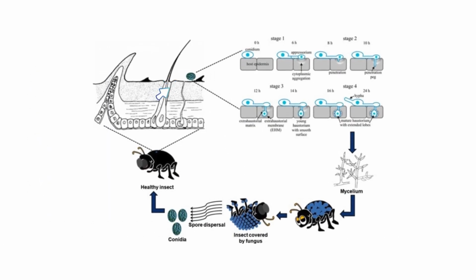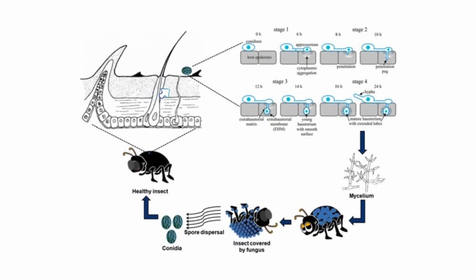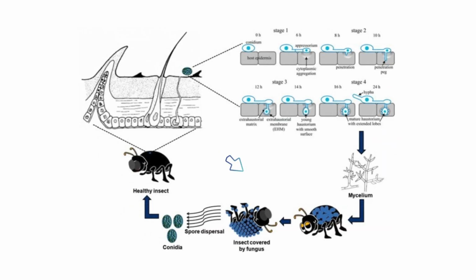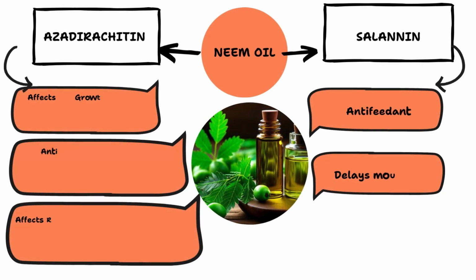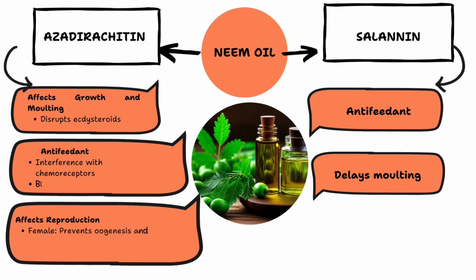Lecanicillium lecanii is a fungal biopesticide that works by attaching its spores to the whitefly's cuticle. The spores germinate and penetrate the insect's body, spread internally, and eventually kill the whitefly. The fungus continues to produce spores after the insect's death and spreads the infection to other whiteflies. Neem oil functions as an antifeedant, a repellent, and an insect growth regulator.